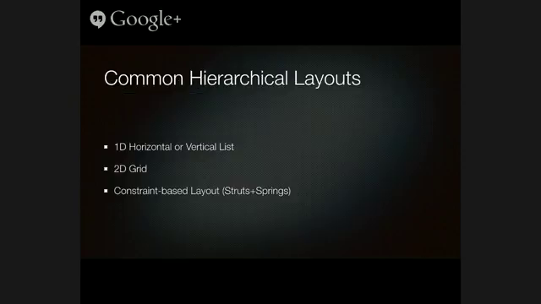There are many different common hierarchical layouts. 1D horizontal or vertical lists are very popular. This is dominating in the mobile space at this point. Most people do things using list up and list across, which is what column and line are in GNOME.js. 2D grids were super popular in Swing, but are fading as HTML tables faded. And then if you're really cool, there are all these constraint-based layouts, things like struts and springs.